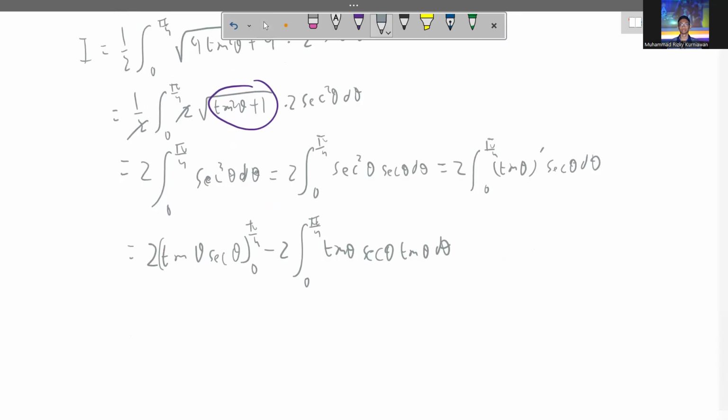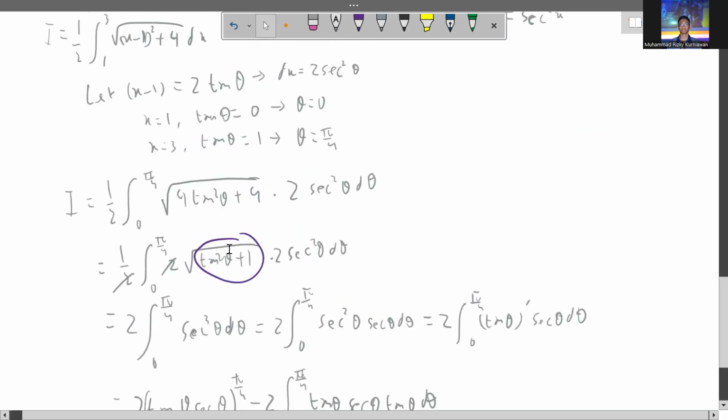All right, let's evaluate the left side. The left hand side becomes 2 times 1 times square root of 2 minus tangent of 0, which is just 0. And then minus 2 times the integral of tangent squared theta, secant theta, d theta.